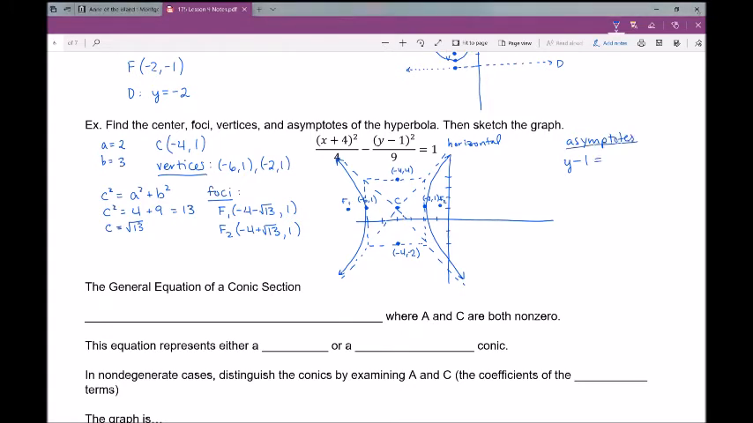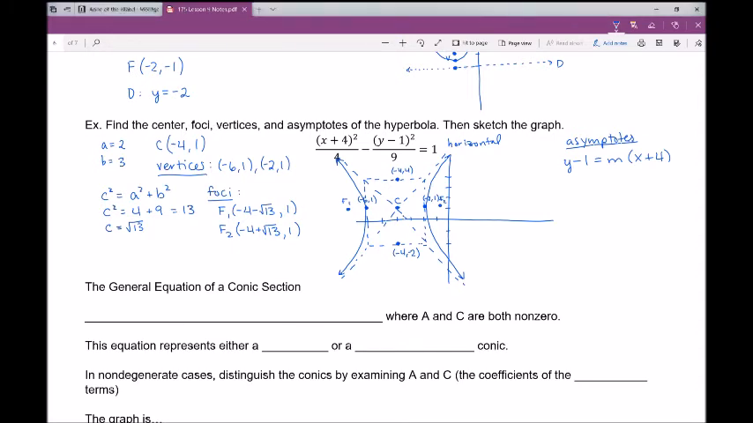And that's going to be equal to some slope times x plus 4. So we have x minus the x coordinate of the center, so that would be x minus a negative 4, which is x plus 4. Okay, so the last thing we need to do is just find the slope. And you can do this the same way we did in the hyperbola video, where we looked at the rise over run from the center to the corner of the box.